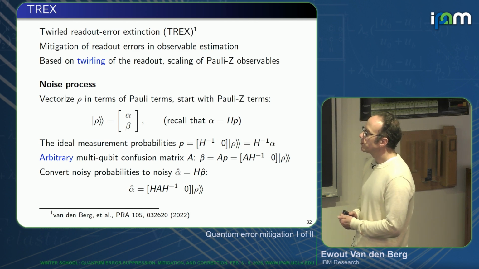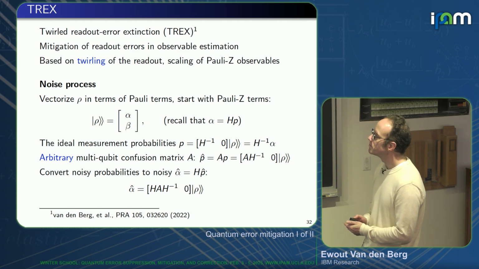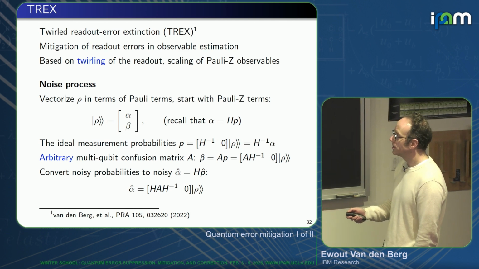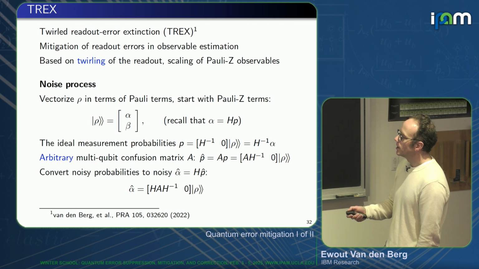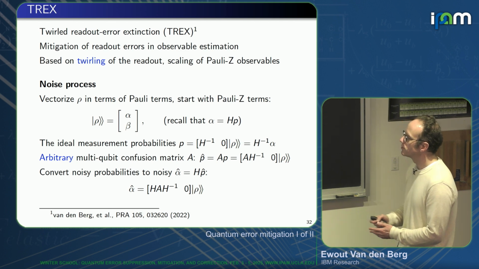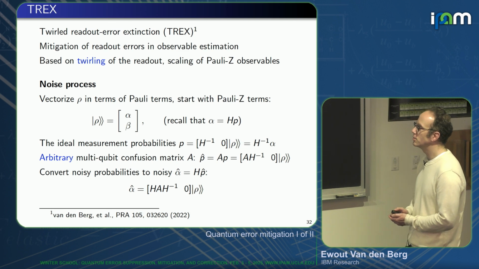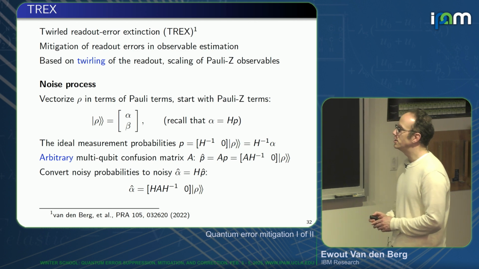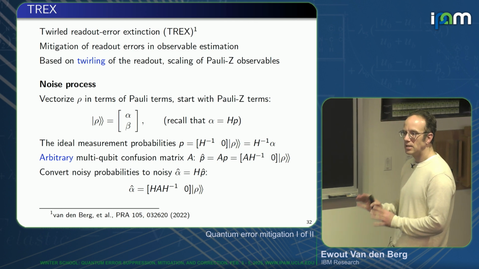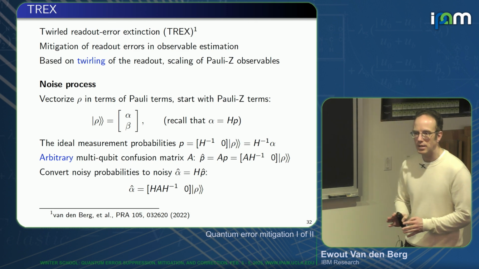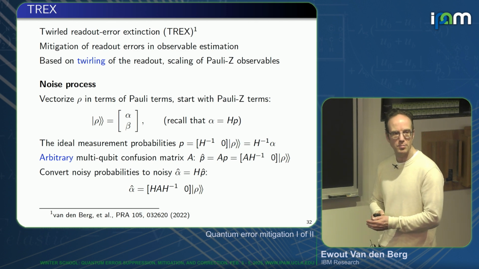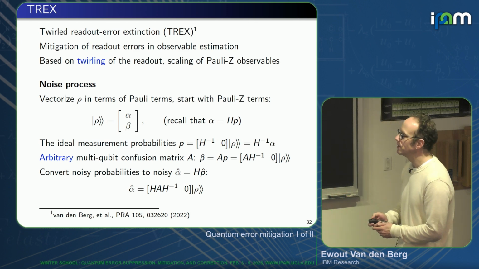So one final method for readout error mitigation for observables is the twirled readout extinction method, T-Rex, in this paper here. This is a mitigation of readout errors in observable estimation. It's based on twirling of the readout and scaling of the Pauli Z observables. And it assumes that there's no state preparation error. If there's an error in state preparation, it's very clear how it shows up, but not very clear how you would get rid of it.